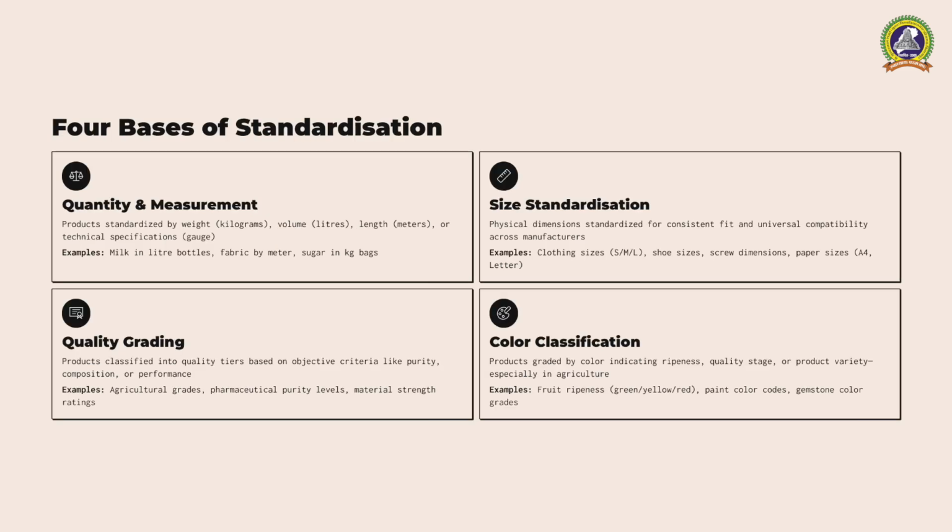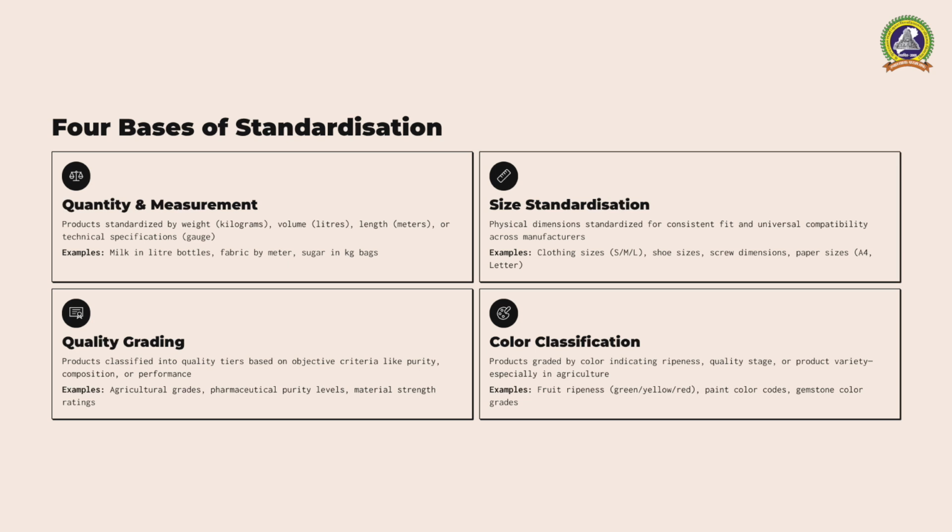On what specific ground do we standardize products? There are four main bases of standardization and grading. First one is quantity and measurement. Products are standardized based on weight and measure. We use kilograms, liters, meters, gauges or feet to define the standards of the product.